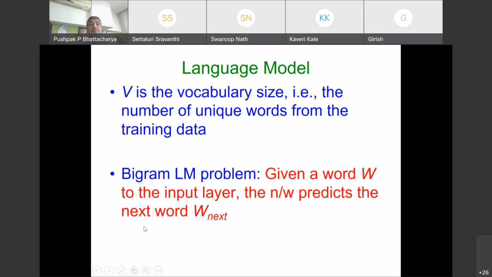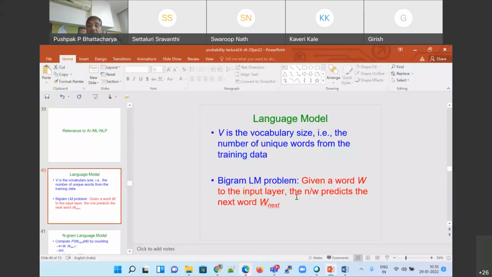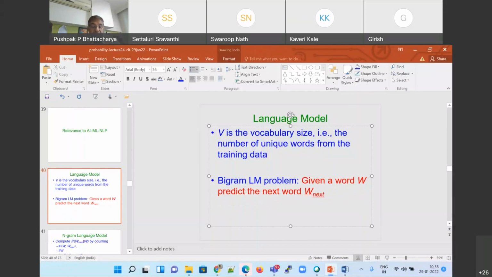And this concept is the following. V is the vocabulary size, that is the number of unique words from the training data. And the bigram language model problem is this. Given a word W to the input layer, that means of a neural network, the network predicts the next word W next. Okay, so this is of course independent of neural. So given a word W, predict the next word. This is my problem in the language model. This is the bigram language model problem.